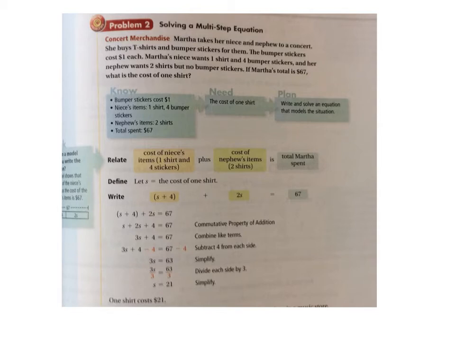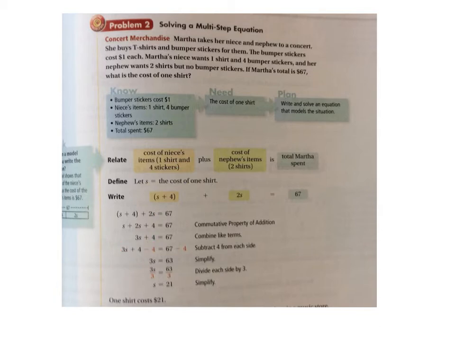So we're not telling you that, right? Remember I talk about let statements. Let S be the cost of 1 shirt. So we know that the niece wants 1 shirt and 4 stickers, and the nephew wants 2 shirts, no bumper stickers. So S plus 4 for the niece, just 2S for the nephew. Together those things are $67. So we can go ahead and drop the dollar sign here, right? And then we can look for combining like terms. So we have S plus 2S is 3S.